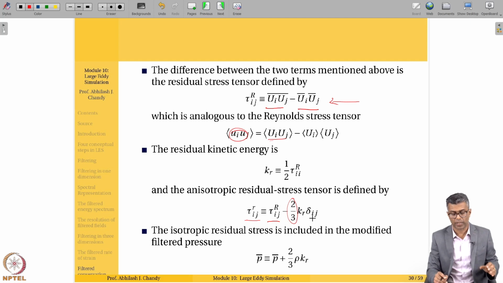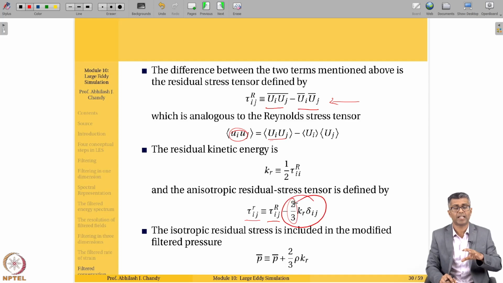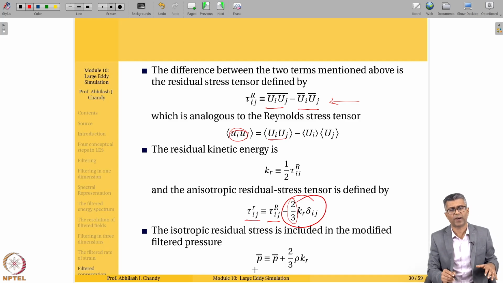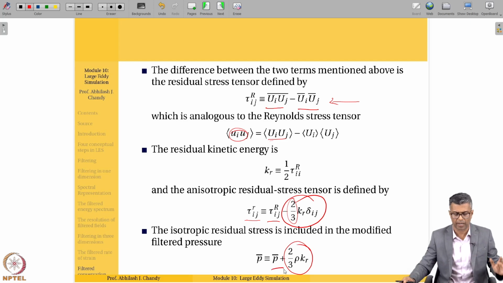The isotropic part I lump into the pressure, because pressure is isotropic. It has no dependence on direction. So I'm defining P bar again as P bar plus 2/3 rho Kr. Instead of using a new notation, I'm just using the same notation and lumping the isotropic part of the residual stress tensor into the isotropic pressure. I have this newly defined pressure, calling it again P bar.